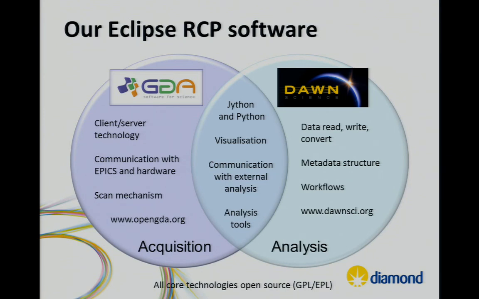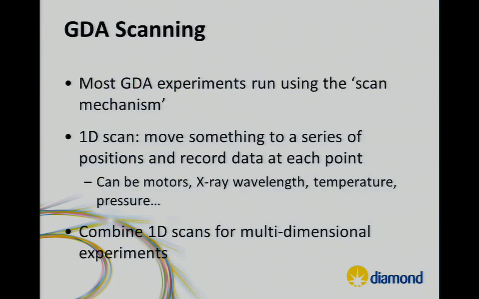Meanwhile, GDA is focused on data acquisition and running experiments, so this actually does communication with the hardware layer, and EPICS, which is our control system, which is effectively the drivers for all our motors. It's client-server architecture, so we have an RCP client, but also a plain Java process, which is the server. And GDA is responsible for a thing called the scan mechanism, which I'll explain next.